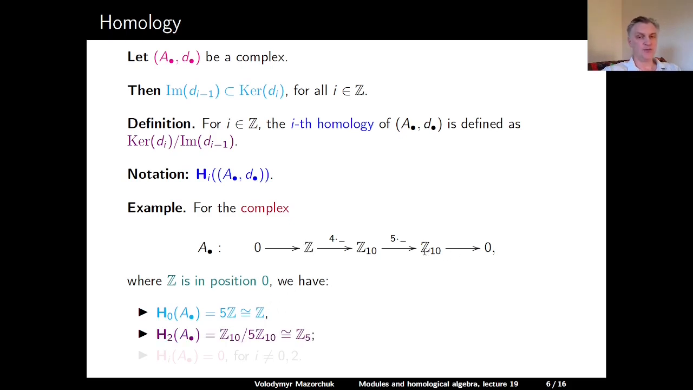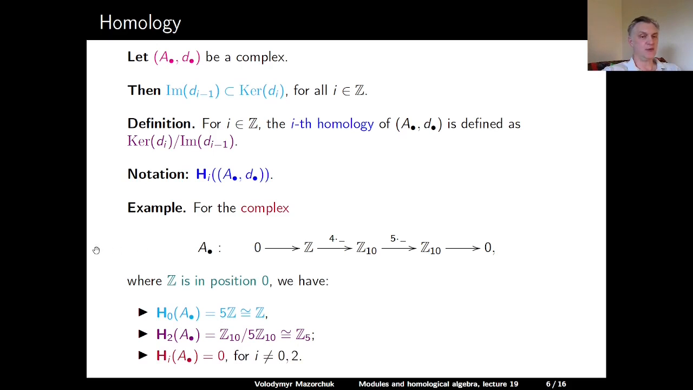In position 2, we have here the 0 map, so the kernel is z sub 10, and the image of the homomorphism of multiplication by 5 is 5z sub 10, and the corresponding quotient is, of course, z sub 10 divided by 5 times z sub 10. This is exactly z sub 5. So here, the homology at position 2 is the abelian group z sub 5. And the claim is that at all other positions, the homology is 0.